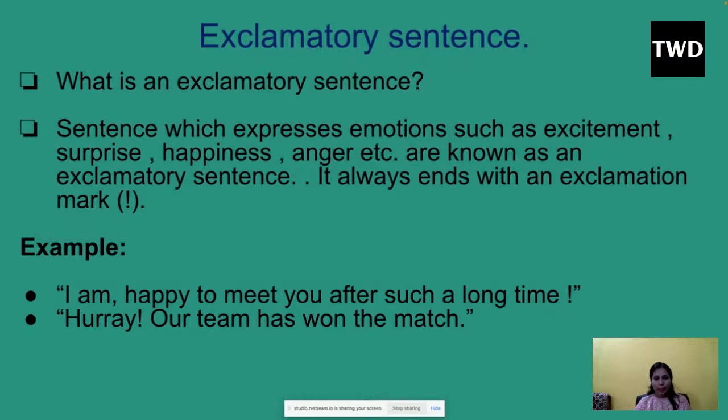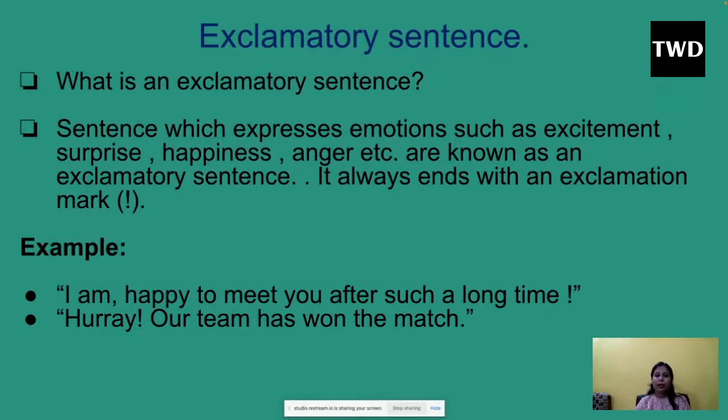We come to exclamatory sentence. Exclamatory sentence generally expresses our feelings, our emotions, our excitement, whether we are surprised, we are happy, or we are angry. The moment we are happy, we say, oh, hooray, this has happened, I'm so happy. Or when you meet your friend after a long time, what do you say? I'm so happy to meet you after such a long time. Hooray, our team has won the match. Okay, so all these are exclamatory sentences.